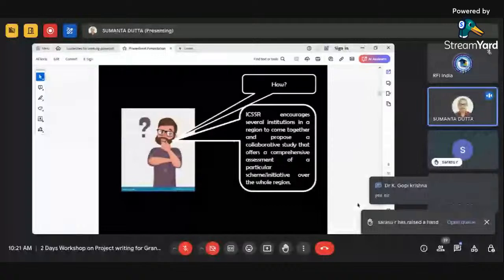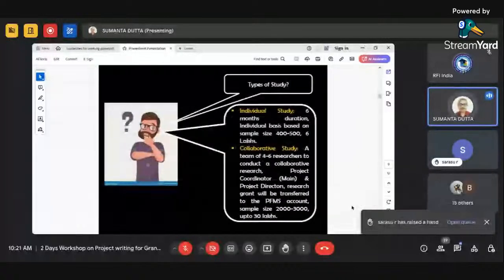Now the type of study you can take may be of two types. One is called an individual study and one is called a collaborative study. As I have pointed out here, in case of an individual study, the maximum duration of your project must be 6 months. There is a maximum ceiling, and the fund that can be sanctioned for an individual project submitted by an individual professor may be 6 lakh. It can vary, depending on the evaluation of your project and the amount sanctioned by the authority.